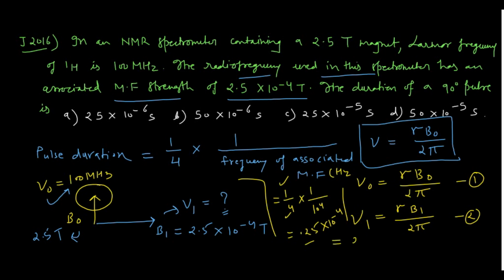So this would be 2.5, or rather you can write 25 into 10 raised to the power minus 6, because we have to calculate the duration in seconds, right? That's why I have converted that into hertz. Without converting this value into hertz, you cannot get the answer in seconds. So 25 into 10 raised to the power minus 6 is the correct answer. So option A is the correct answer. Okay, I hope you understood the problem.